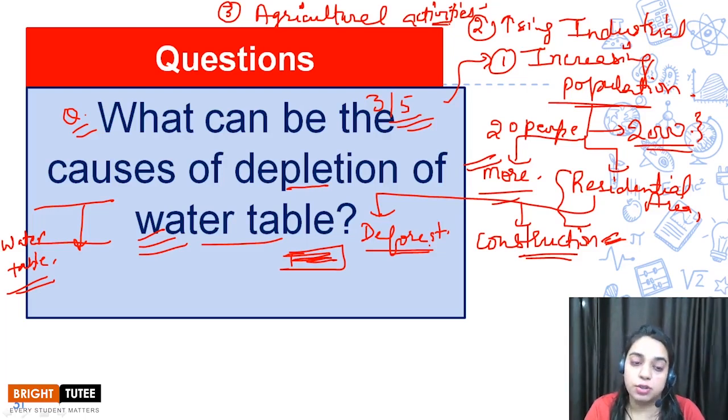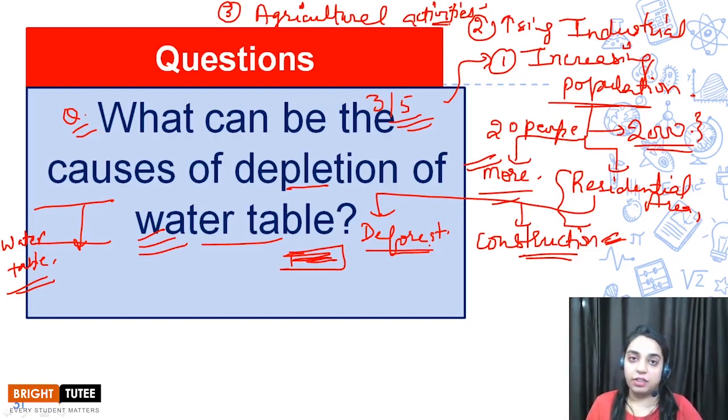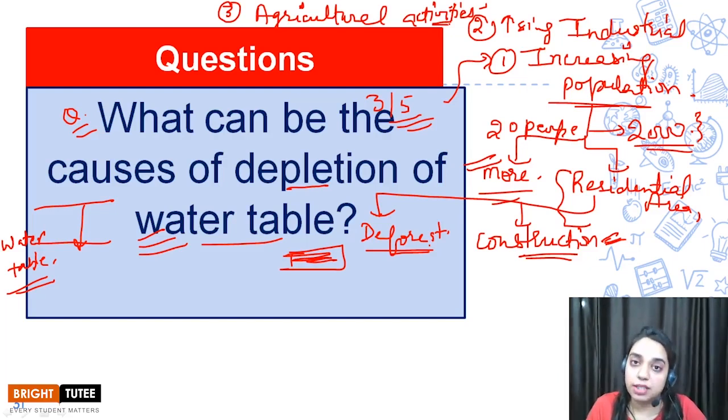Okay, so children, I'll just sum it up for you. What are the 3 points that you need to remember? The first point is increasing population, the second point is industrial activities, and the third point is agricultural activities. And in the examination you will have to answer this in points only.